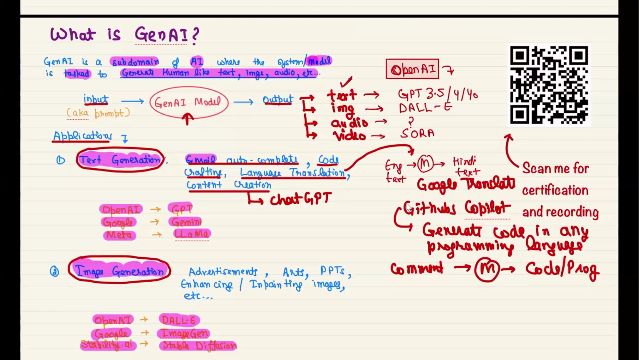Do they have an audio-based model? See, I'm not comparing various models. I'm not saying Claude is better than GPT or Gemini is better than GPT or Claude. I'm not doing that comparison here. That comparison depends on various different factors.